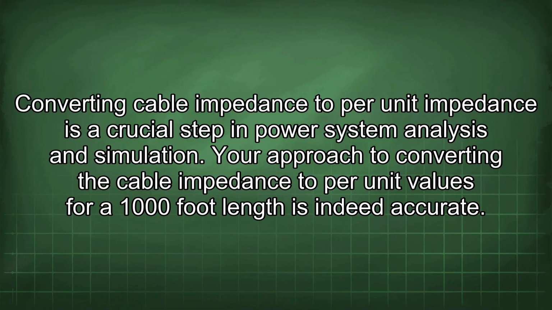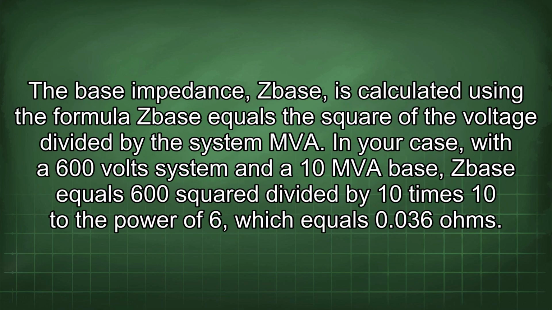Converting cable impedance to per unit impedance is a crucial step in power system analysis and simulation. Your approach to converting the cable impedance to per unit values for a 1000 foot length is indeed accurate. The base impedance, Z base, is calculated using the formula Z base equals the square of the voltage divided by the system MVA. In your case, with a 600 volt system and a 10 MVA base, Z base equals 600 squared divided by 10 times 10 to the power of 6, which equals 0.36 ohms.